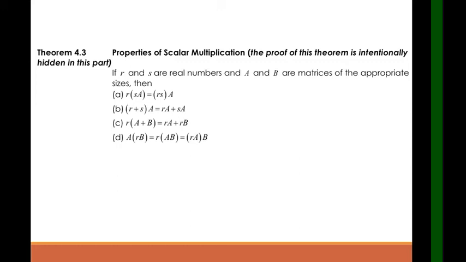R quantity A plus B is equal to R times A plus R times B. And finally, R quantity RB is equal to R quantity AB, or quantity RA times B. Okay, these are the properties. So let's see by examples how these properties will go on.